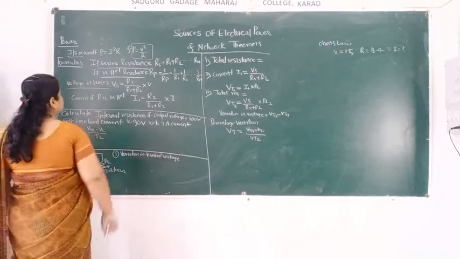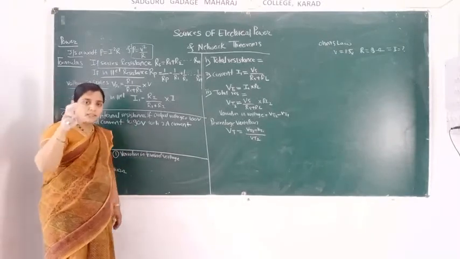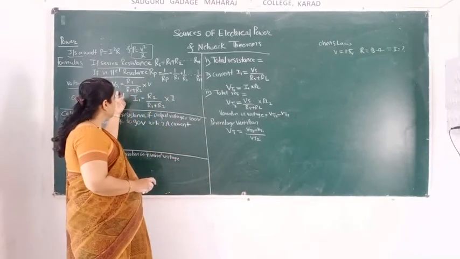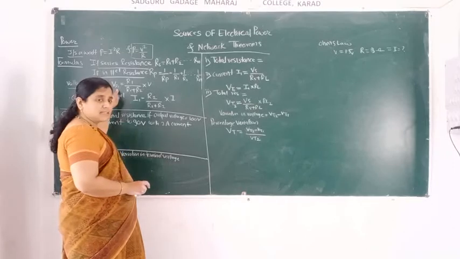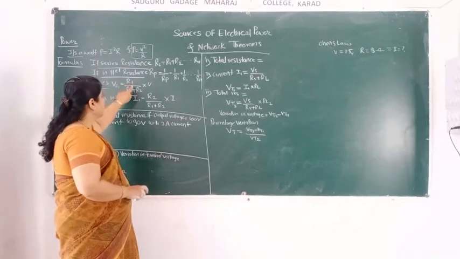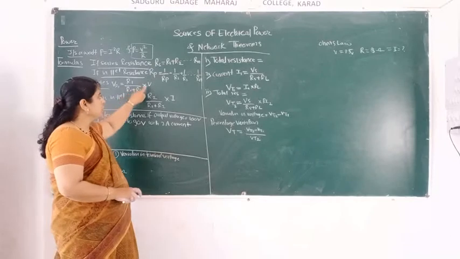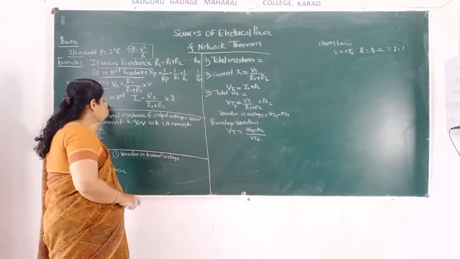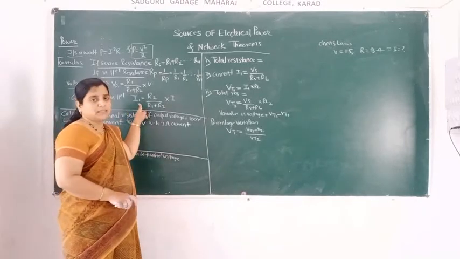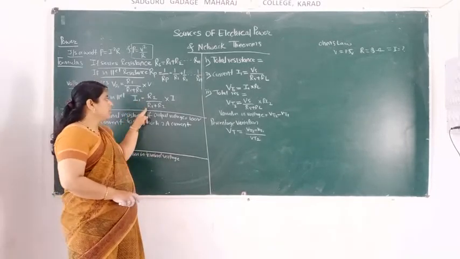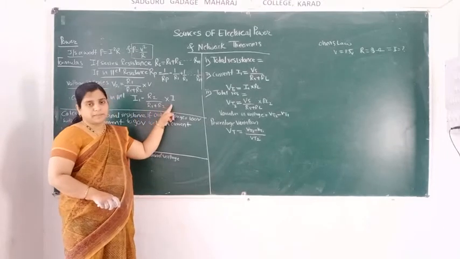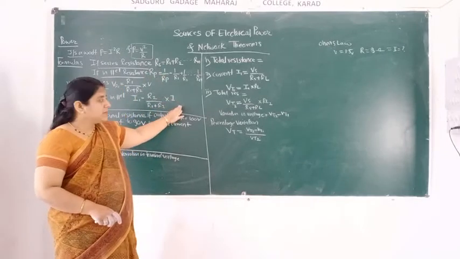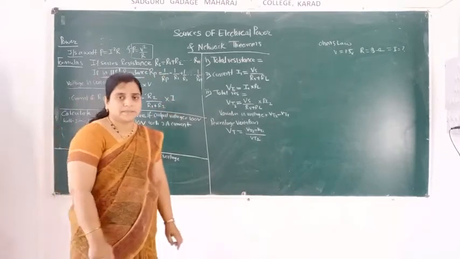Next is voltage in series. If resistors are connected in series and we want to measure the voltage, then we have the formula: voltage across the series resistor R1 is R1 upon R1 plus R2 into V. If the same resistances are connected in parallel and we want to measure the current, then I1 is equal to R2 upon R1 plus R2 into I. Write down all these formulas. It will help you to solve the examples.